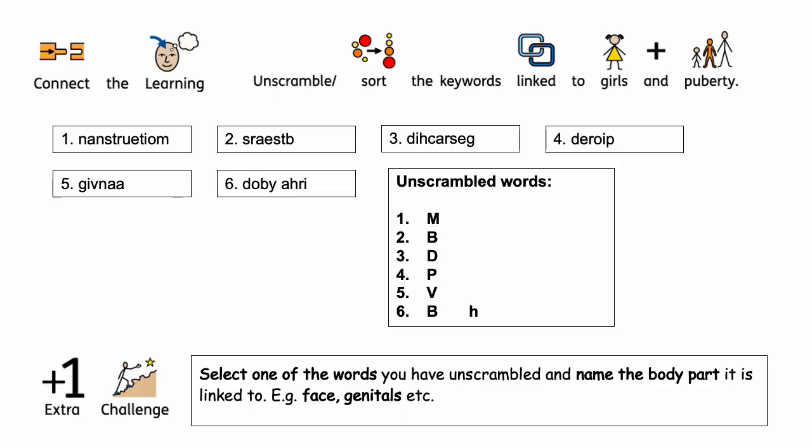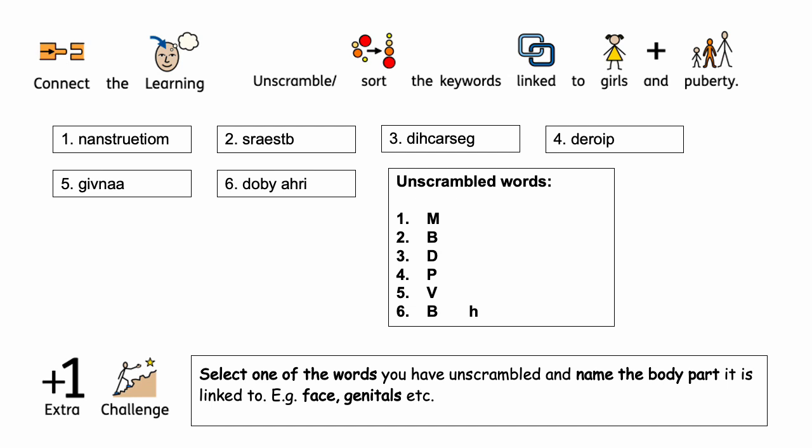For your first task, I would like you to unscramble and sort the keywords linked to girls and puberty. There are 6 keywords and the letters are all mixed up. To help you, I have put a box on the screen that says unscrambled words, and I've put the first letter from each correct unscrambled word next to the number. So for example, number 1 begins with the letter M.